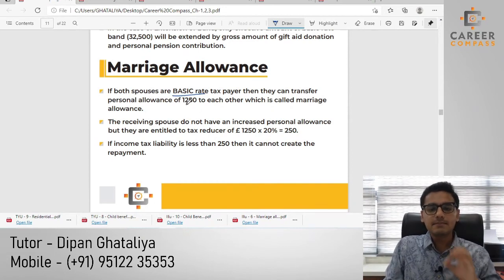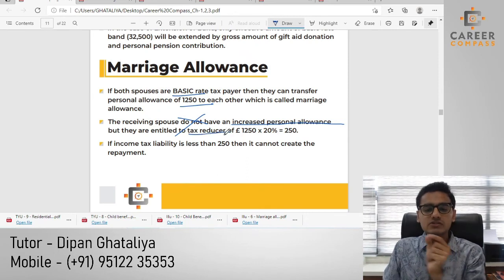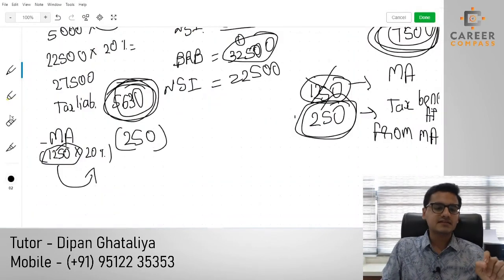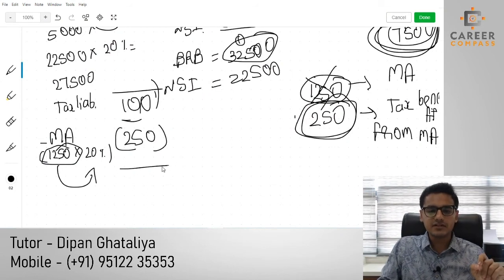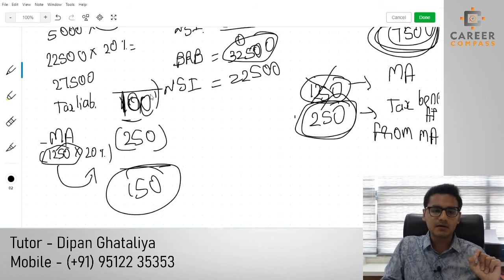basic rate taxpayers, then personal allowance of 1250 can be transferred. The receiving spouse does not have an increased personal allowance. See, the receiving person does not get an increased personal allowance, but they are entitled to the tax reducer. That means a reduction from your tax liability of £250. Okay, if your tax liability is less than 250, then it cannot create a refund. If you have just a tax liability of £100, then you cannot say give me back my 150 of refund. No, you cannot claim a refund of 150 if your tax liability is just £100.